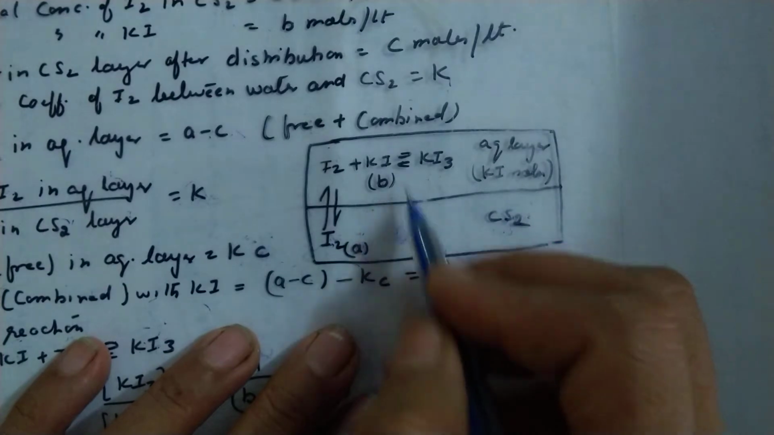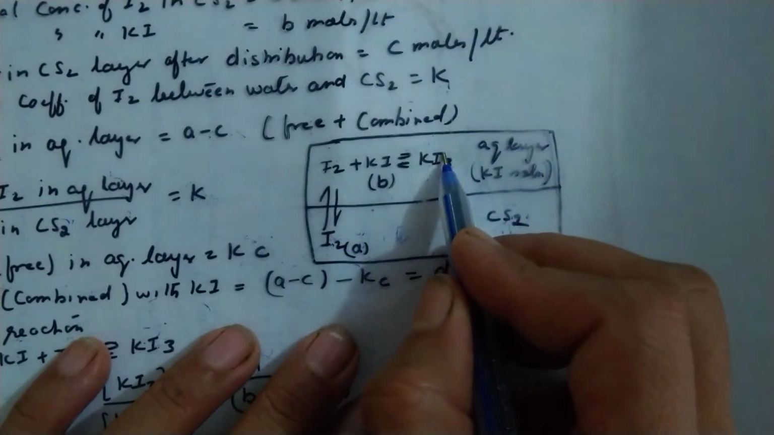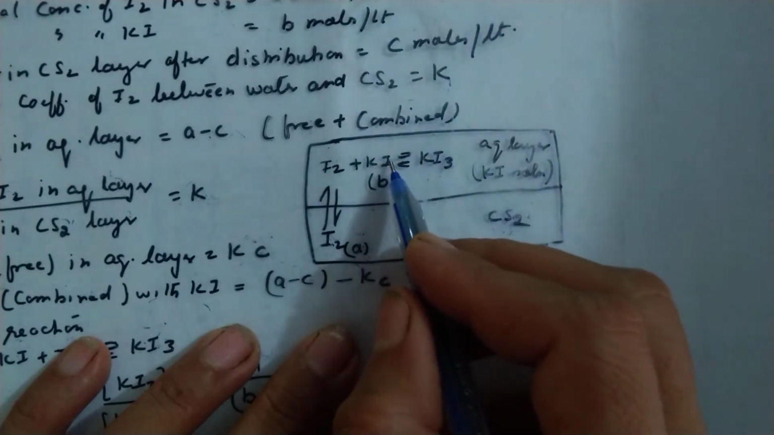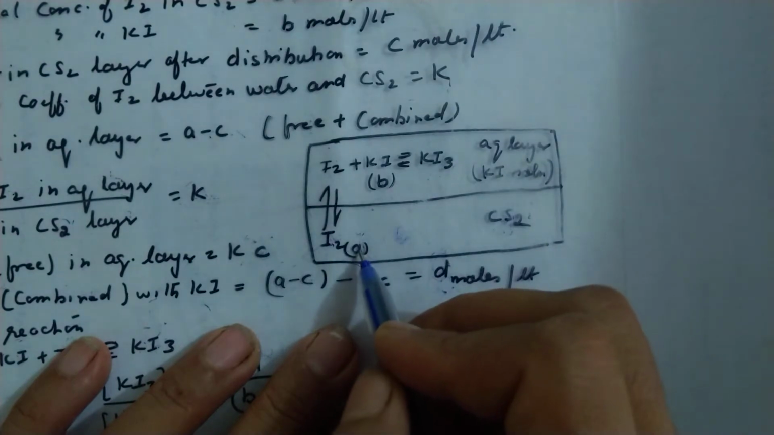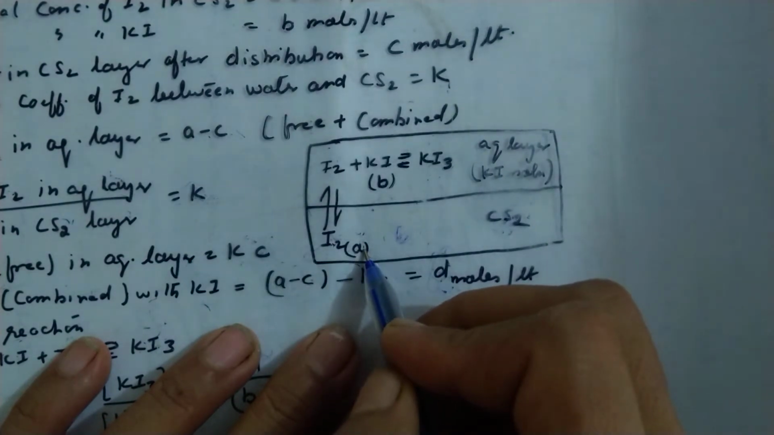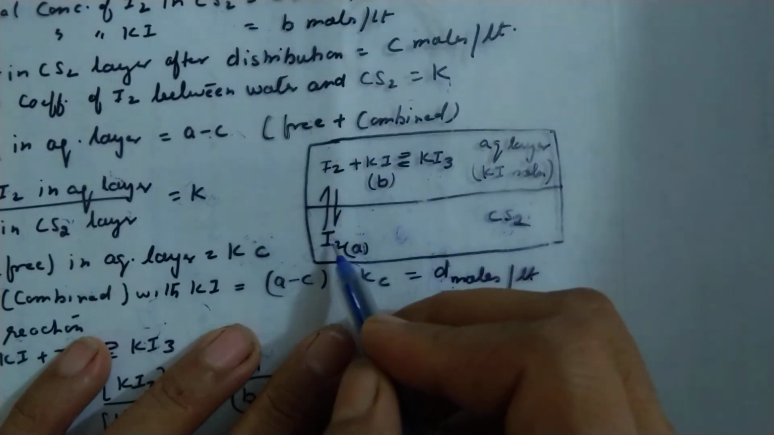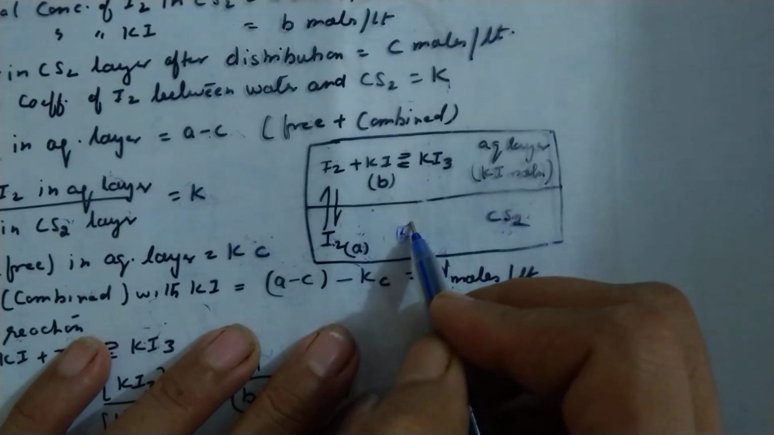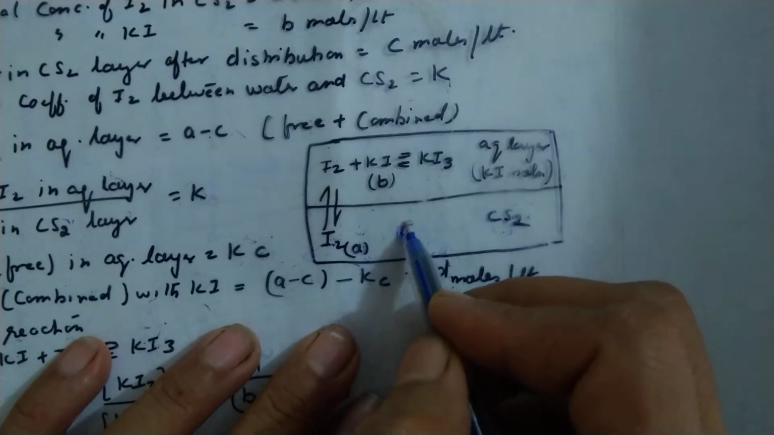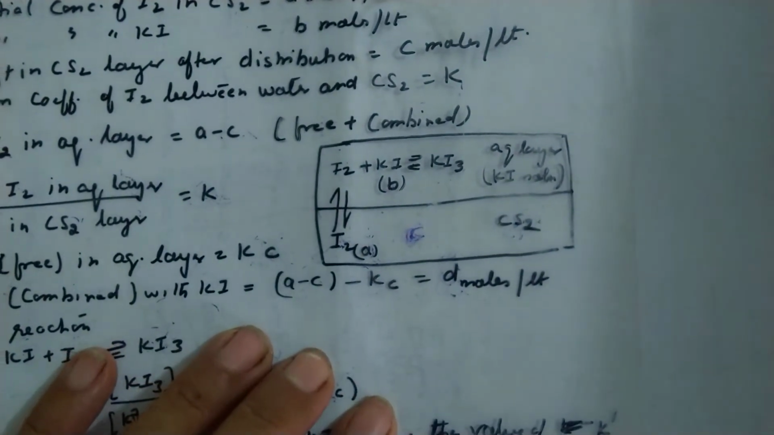Now when we shake the 2 solutions, iodine from CS2 will go into water and combine with potassium iodide to form KI3. Initially the concentration of iodine was A, but after the distribution of iodine, the concentration of iodine left in CS2 is C. That we can calculate by doing titration of iodine with hypo.